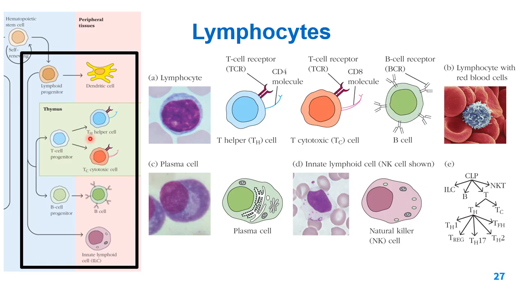Now here we go. When you have a progenitor that is going to become a T cell, they're going to have surface markers that are the CD molecules, and they're going to have either CD4 or CD8 on their surface. Besides that, they're also going to have a T cell receptor, right? So T cells are going to be either CD4 or CD8.